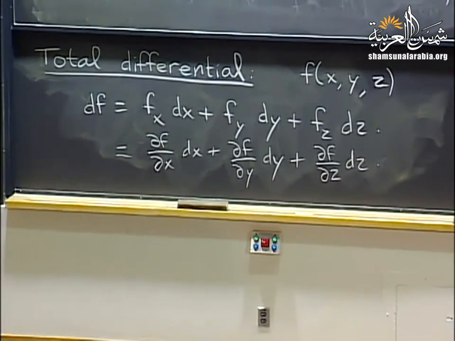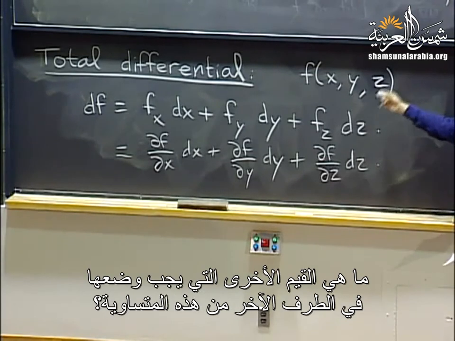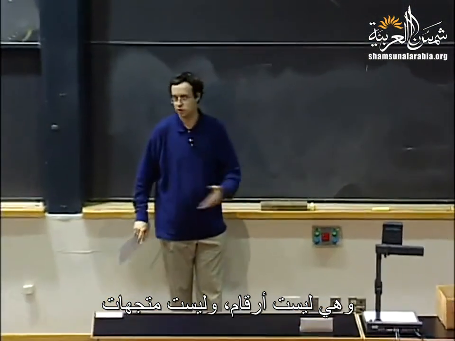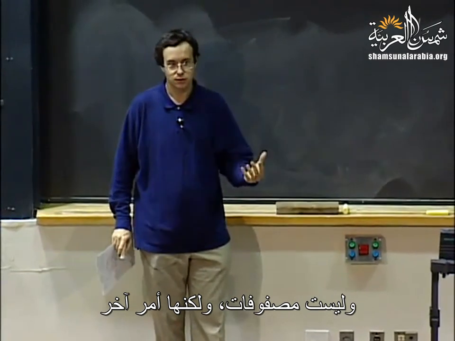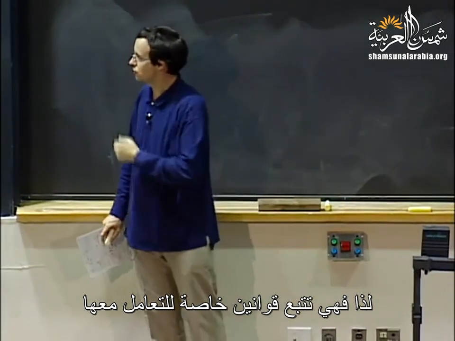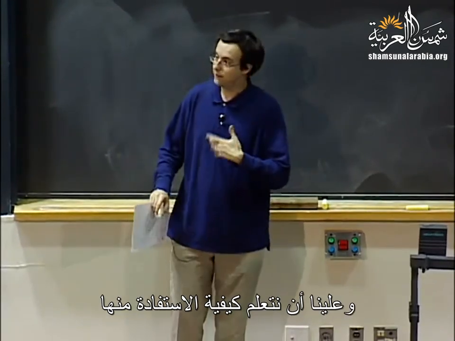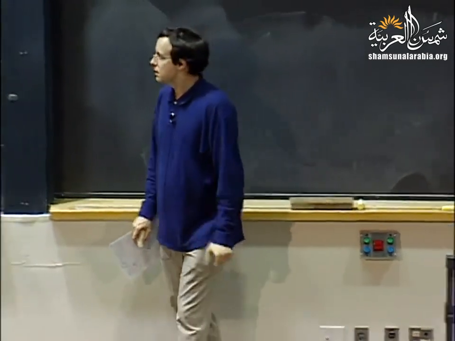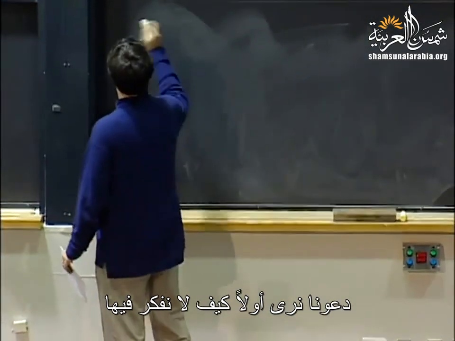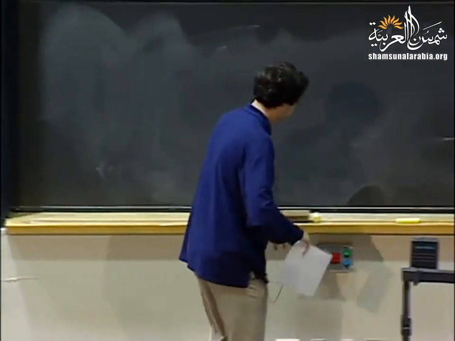Now, what is this object? What are the things on either side of this equality? Well, they're called differentials, and they're not numbers, they're not vectors, they're not matrices, they're a different kind of object. So these things have their own rules of manipulation, and we have to learn what we can do with them. So how do we think about them? So first of all, how do we not think about them?